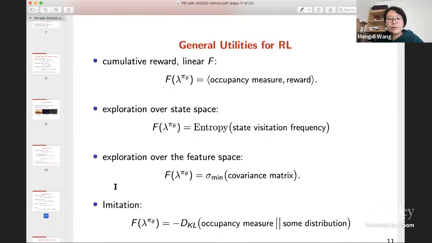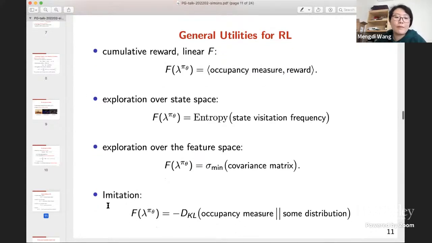So in the case when we have a state feature map, and we may care about exploration in order to generate well-conditioned data and cover the feature space. In this case, a natural objective would be to maximize the smallest eigenvalue of the state features covariance. And again, this objective is a concave function of the full state action occupancy measure.